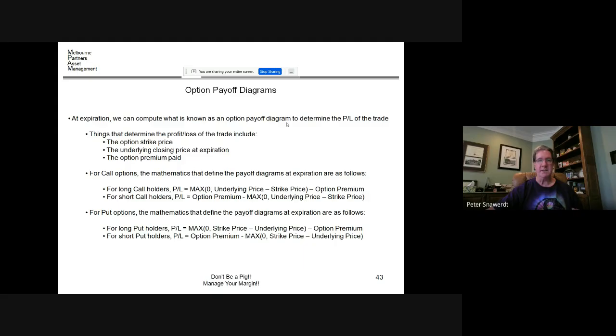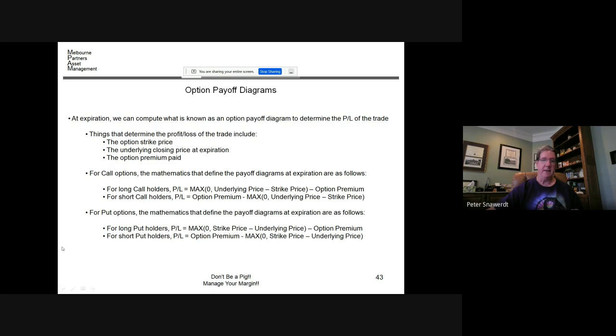The option strike price matters. The underlying closing price at expiration matters, and what you either paid or got paid for the option premium all matter. I give you some mathematics here for how to compute the profit and losses of the trade for long call holders, short call holders, long put holders, and short put holders.